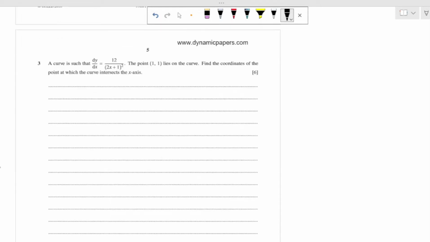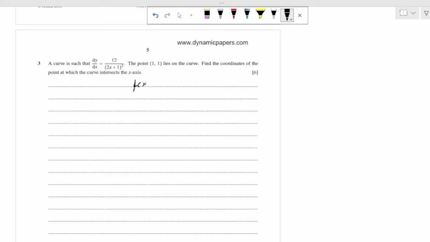Right. In the next question, a curve is such that dy over dx is equals to 12 over (2x plus 1) whole square. The point (1, 2) lies on the curve. Find the coordinates of the point at which the curve intersects the x-axis. So they're asking us to find the coordinates of the point at which the curve intersects the x-axis. This cannot be done directly from the derivative. So from this, it should be obvious that we should be finding the original equation first.